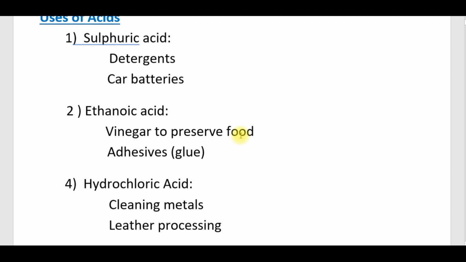It is mainly used in our homes. The next is adhesives, that is, glues. For these two purposes ethanoic acid is mainly used.